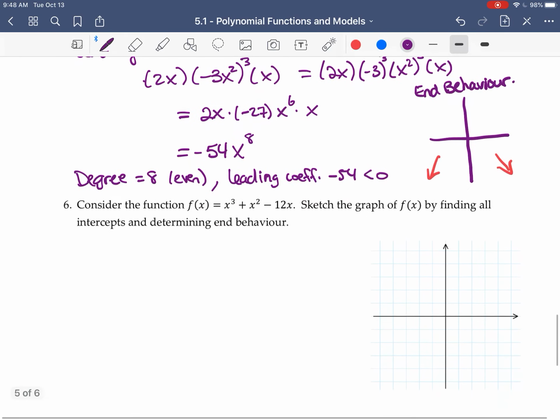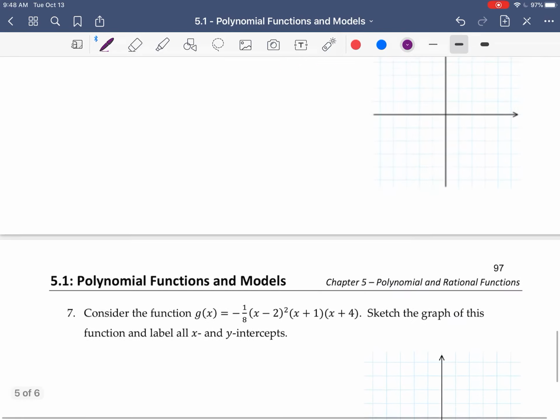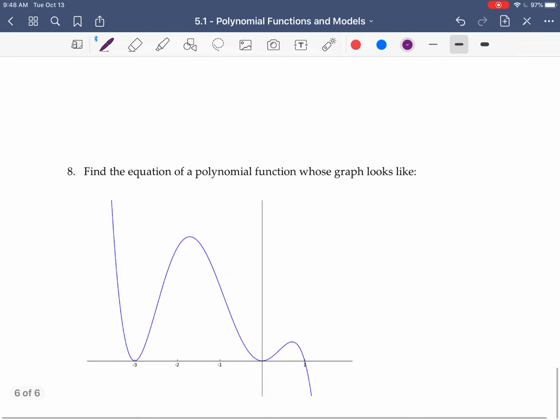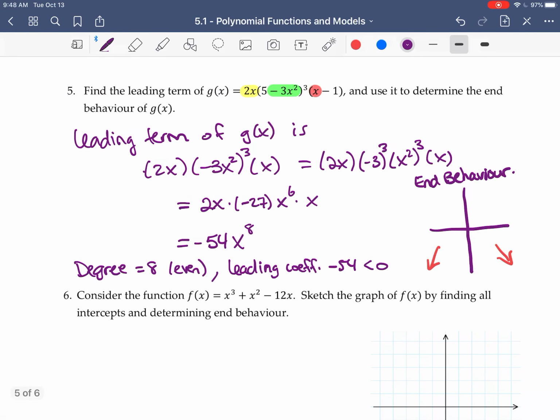Now I'm going to leave this one for you to do, and there are 2 more examples on the last page for you to try as well. So that's sort of the introduction to polynomial functions, finding all their important behaviors, what they do around the x-axis and what they do when x is large. That's what we've talked about here.